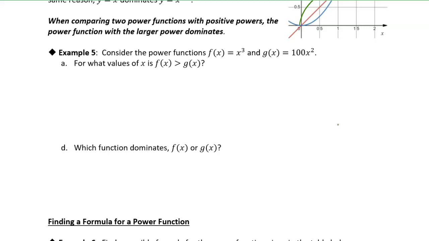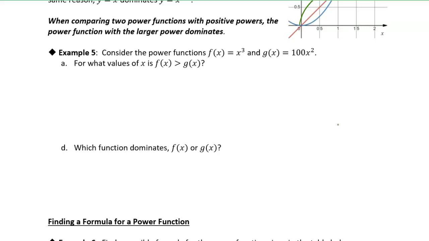We have two functions, f of x equals x cubed, and g of x is equal to 100x squared. All right, so now in the short run, 100x squared is probably going to be bigger because we're taking x squared and then we're multiplying by 100. But eventually, x cubed is going to take over. So let's look at where it starts taking over.